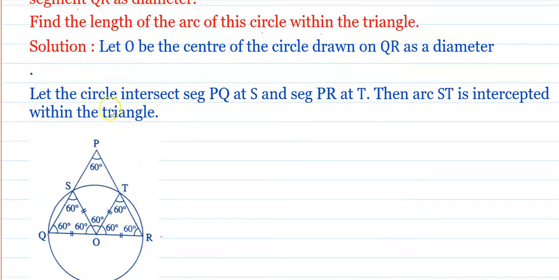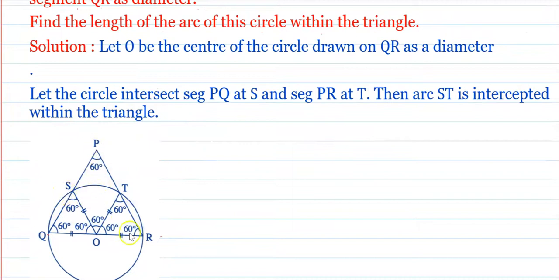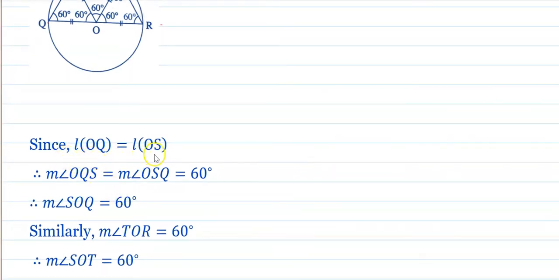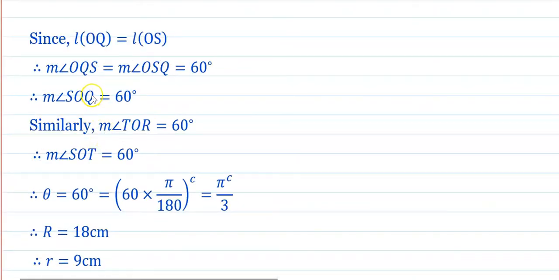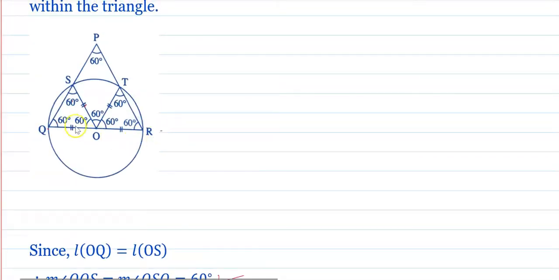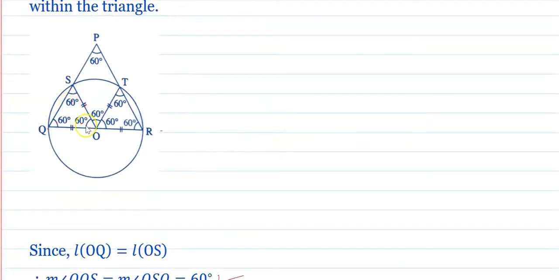Now, let O be the center of the circle drawn on QR as a diameter. Let the circle intersect segment PQ at S, segment PR at T. Then the arc ST is intercepted within the triangle. The length of OQ is equal to length of OS because they are the radius of the circle. And hence the measure of angle OQS is equal to measure of angle OSQ is equal to 60 degrees. As these two lengths are equal, their base angles are also equal, and hence the measures of these base angles are 60, and hence finally the measure of the third angle, that is angle SOQ, is equal to 60 degrees.